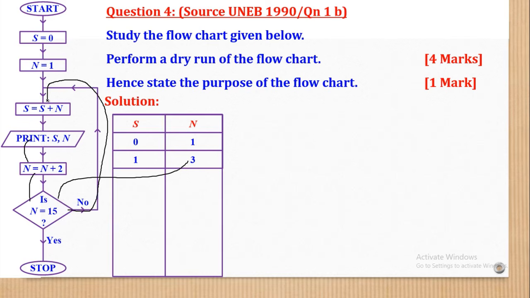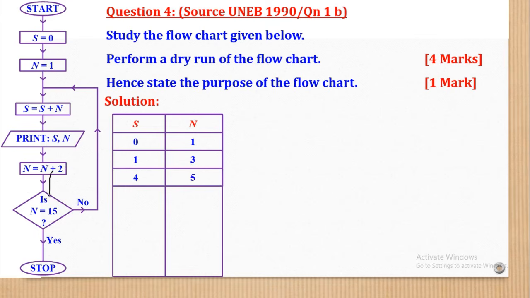make s to become s plus n. So s plus n means you add this to give you 4. Then from this you go to printing. So you print these diagonal values. Then after that you increment n by 2. So n was 3, so it will become 5.